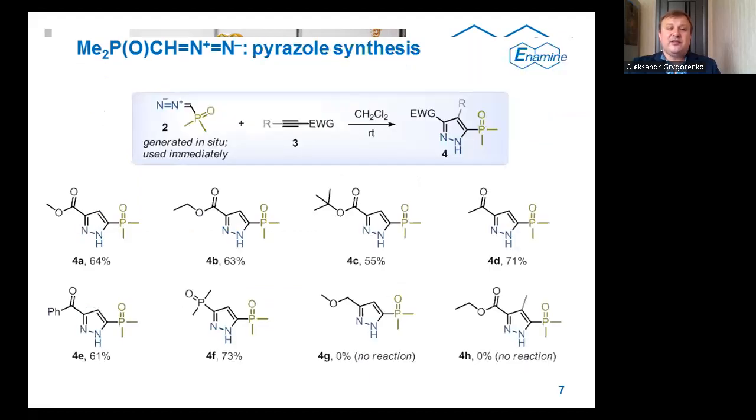And that's what we have done. We have introduced this compound into reaction with alkenes. And the method worked well. The corresponding pyrazoles were formed from terminal alkenes bearing electron-withdrawing groups. A set of pyrazoles was obtained. Obviously, the method didn't work with non-activated alkenes bearing this heteromoiety.